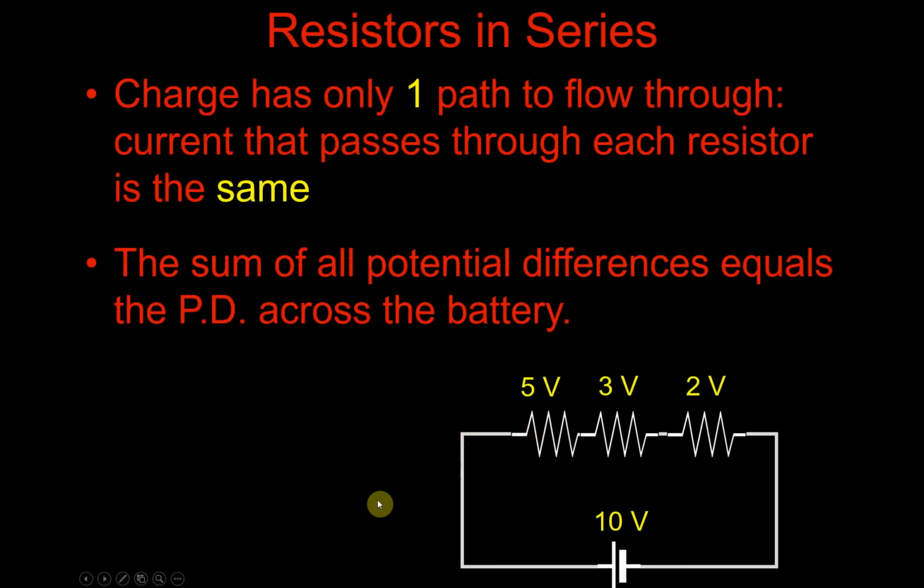So let's take a look at a quick example here. Here we've got a current and it's going to move through this particular system, and it's only got one path that it can move through here. 10-volt battery here, a 5, a 3 and a 2. The sum across these potential differences will equal the potential difference across the battery. So we don't know what these resistances are here, but if this is a 10-volt battery, we'll end up with a total of 10 volts across these resistors in terms of potential difference.